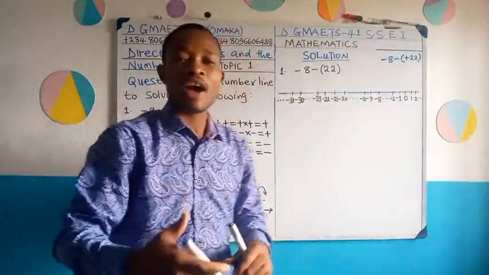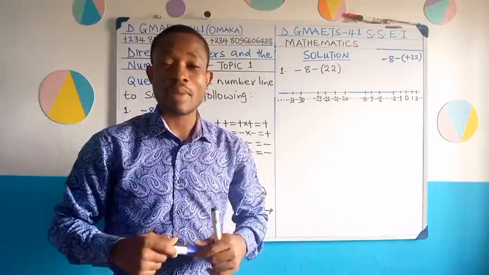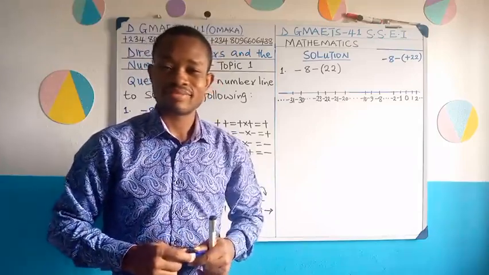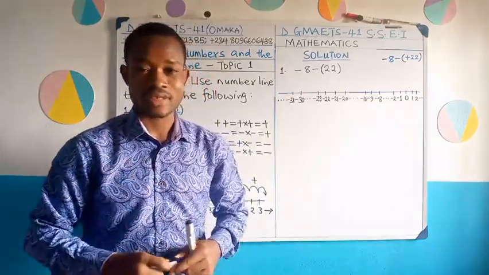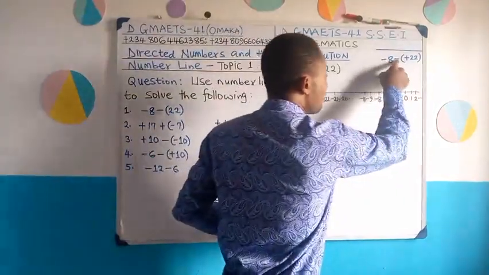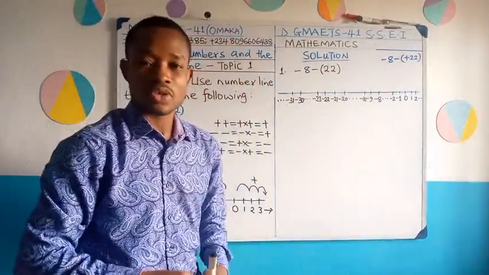So if I give you something like 5, 5 is the same as plus 5. If I give you 20, 20 is the same as plus 20. So if I give you 7, 7 is the same as what? Plus 7. That's correct.